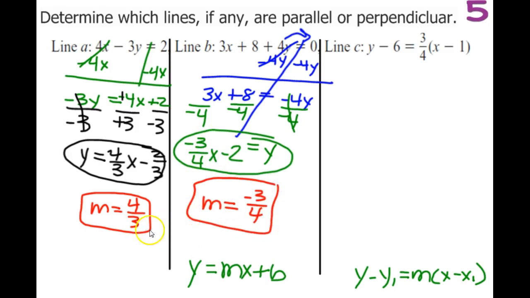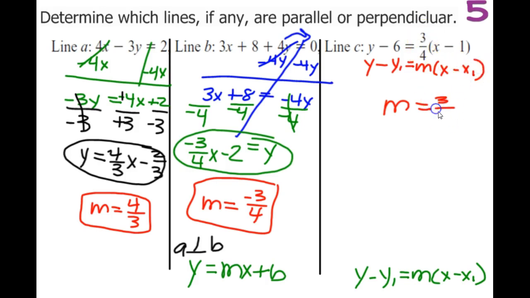Right now, these are not parallel, but they could be perpendicular. In order to be perpendicular, our slopes have to be opposites, negative, positive, which they are, and reciprocals, 4/3, 3/4. So right now I know A is perpendicular to B, but I need to look at C as well, because line C could be parallel or perpendicular to either one of these. And this one, we don't even need to solve, because this is in point-slope form.